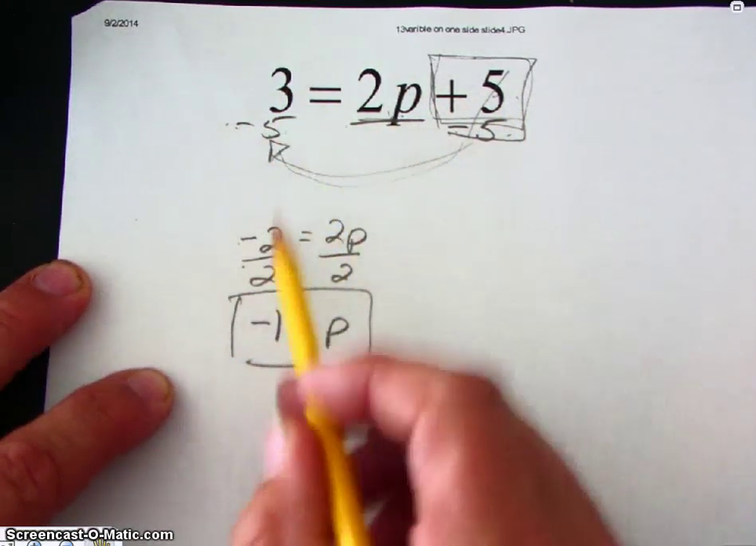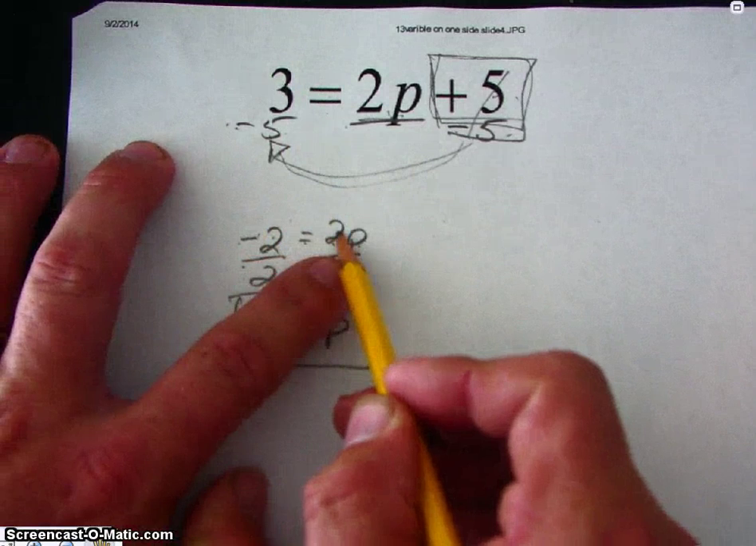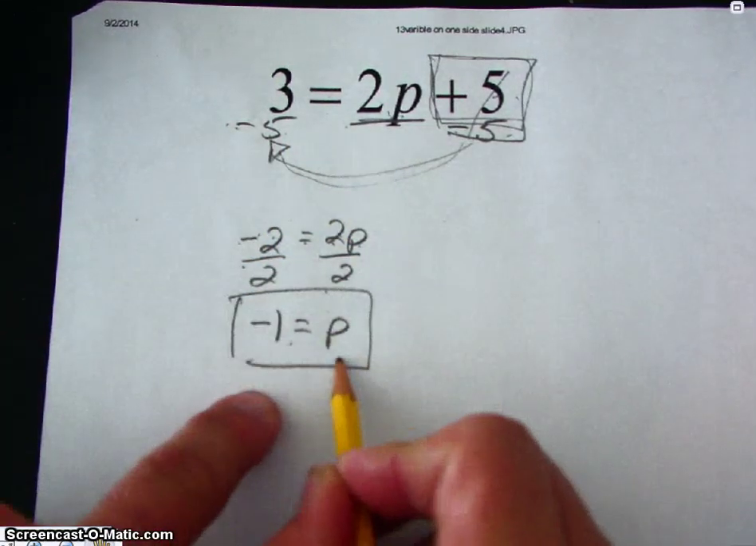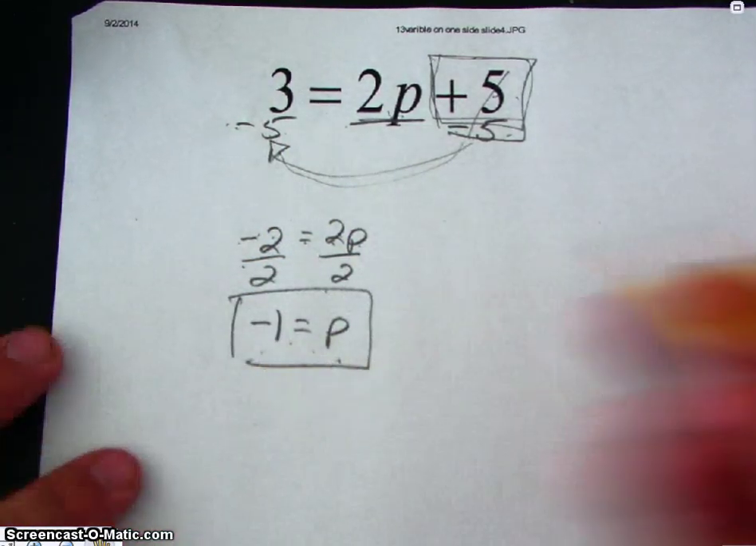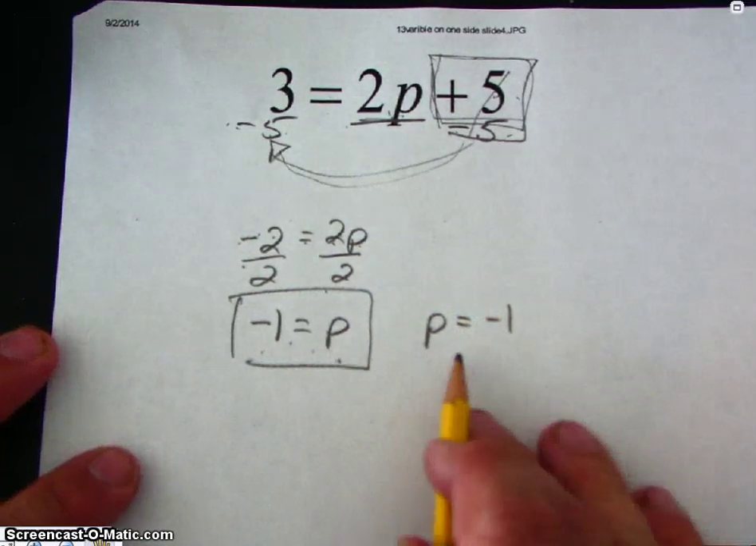3 minus 5 is negative 2, equals 2p. Now I divide both sides by 2, and now I get my solution of p is equal to negative 1. And this is the same thing as p is equal to negative 1. You can write it either way. It does not matter.